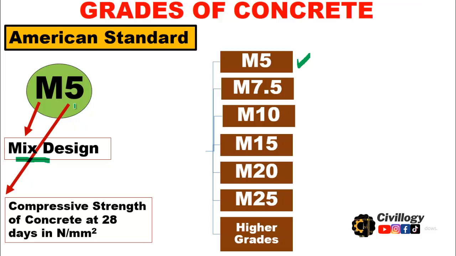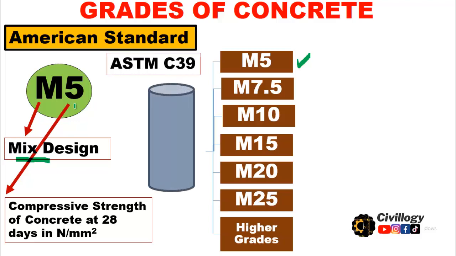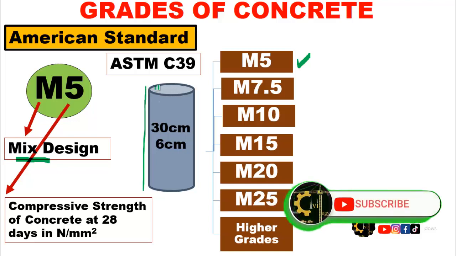5 means 5 Newton per millimeter square or 5 megapascals. And this uses the ASTM standard C39, which uses a cylinder as a testing specimen, which is tested after 28 days under the compression testing machine, and its standard dimensions are 30 centimeters, that is, the depth of this cylinder is 30 centimeters and the diameter of this cylinder is 6 centimeters.